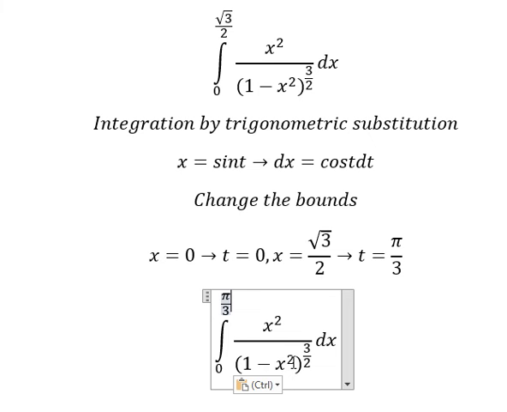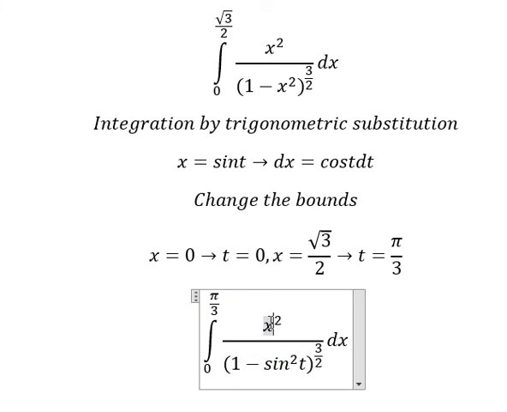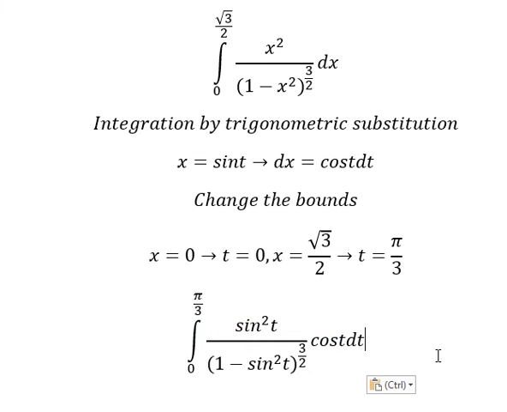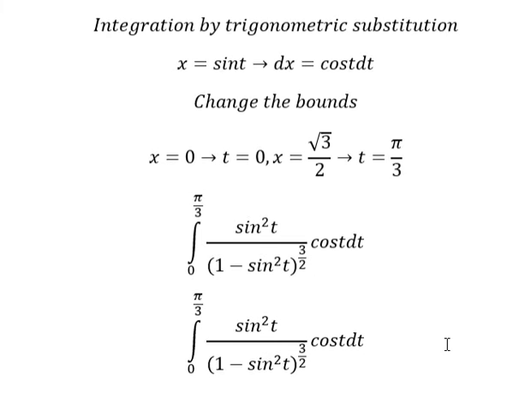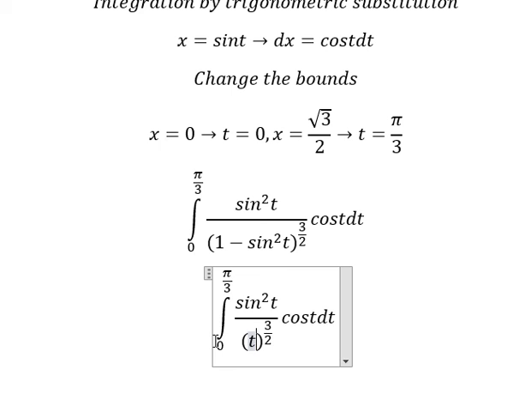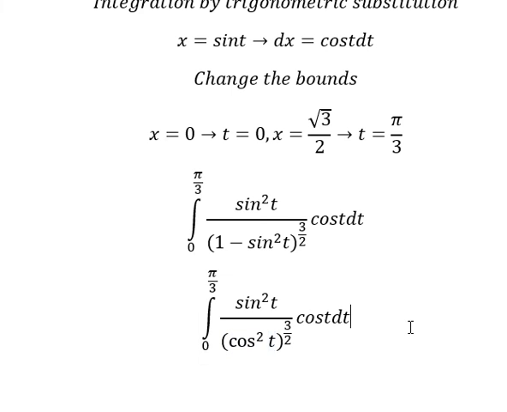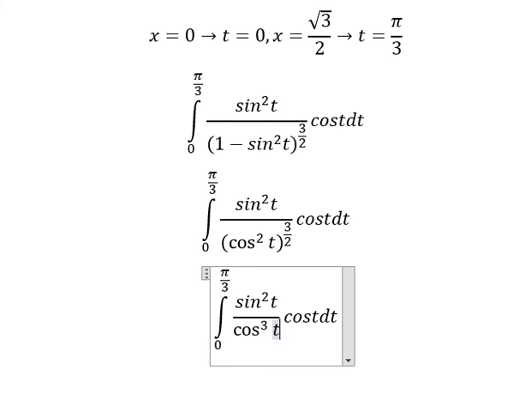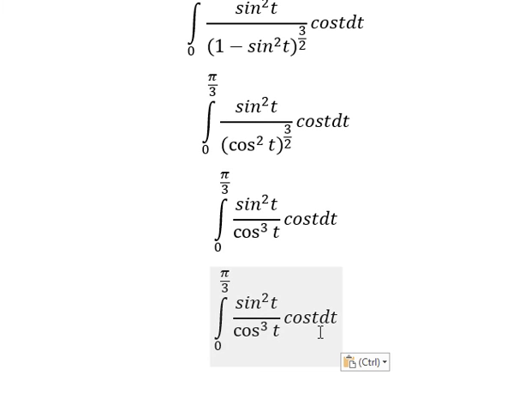About s we change by sin t. ds we change by cosine t dt. One minus sin t square we change by cosine t square. Cosine t square with the power 3 over 2, we have cosine t to the power of 3. Cosine t simplified by cosine t.